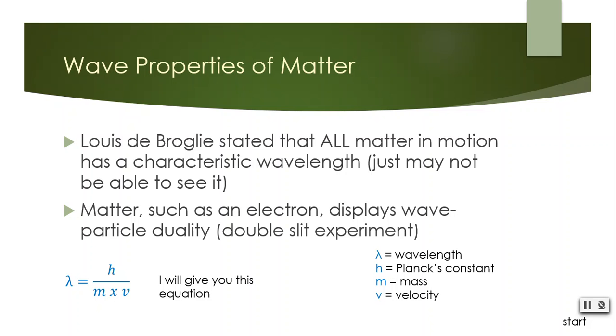He was able to express that relationship in this equation: the wavelength associated with a particular piece of matter is equal to Planck's constant divided by its mass in kilograms multiplied by its velocity in meters per second. So I will give you, you're welcome, another equation that I will give you for your exam. You just need to be able to use it appropriately when calculating wavelength associated with a particular piece of matter.